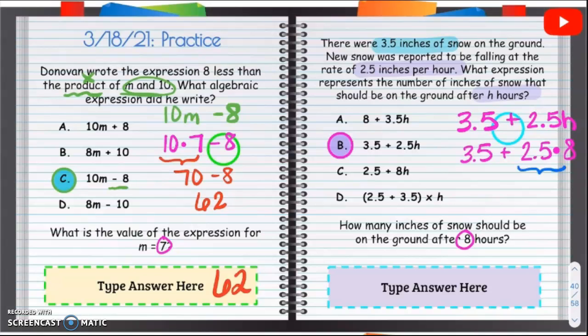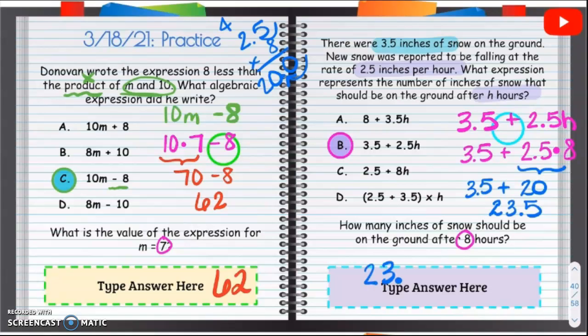2.5 times 8. Well, if I have 2.5 times 8, 8 times 5 is 40. 8 times 2 is 16, plus 4 is going to be 20. Move that decimal in 1, so you get 20. And then you're going to add 3.5. So 3.5 plus 20 is going to be 23.5 inches. So 23.5 inches.